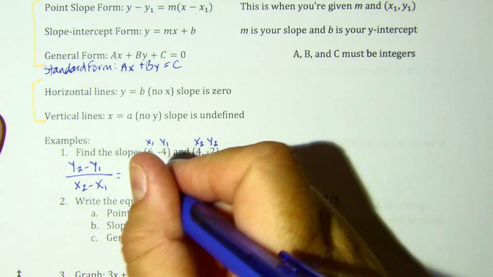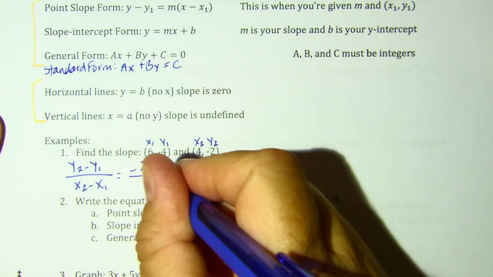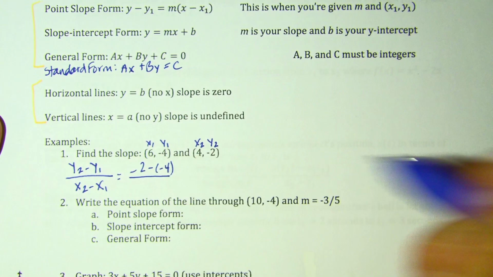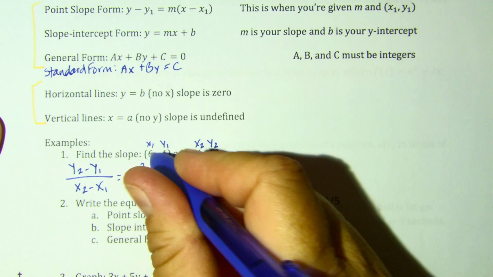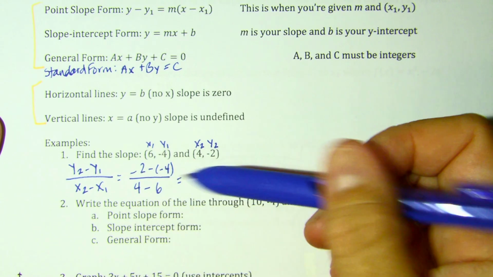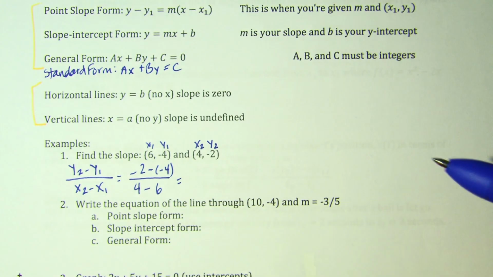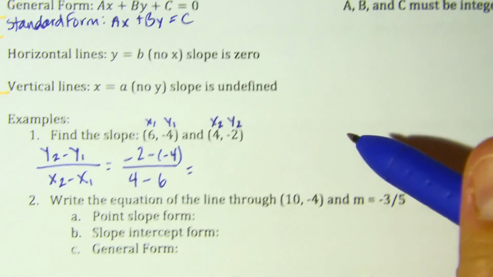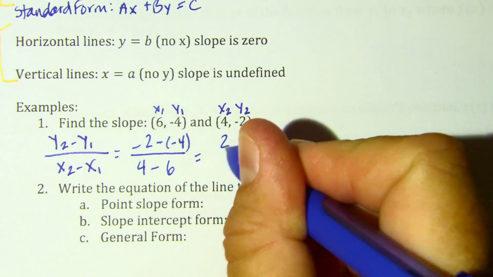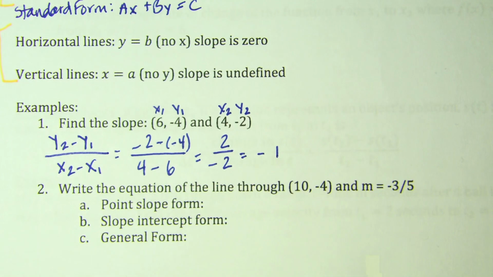So y2 is negative 2, y1 is negative 4, x2 is 4, and x1 is 6. So on top, a negative times a negative will become a positive. Negative 2 plus 4 is going to give us 2. Let me zoom in there a bit for you. And on bottom, 4 minus 6 is negative 2, so my slope is negative 1.